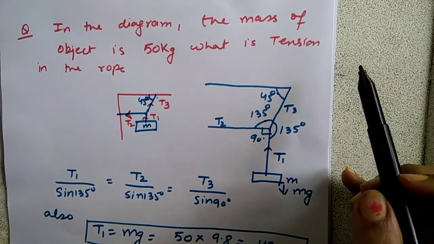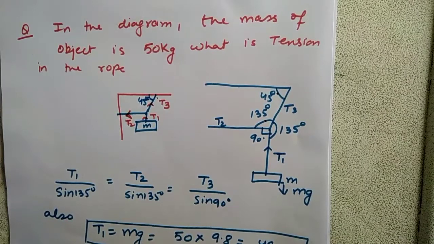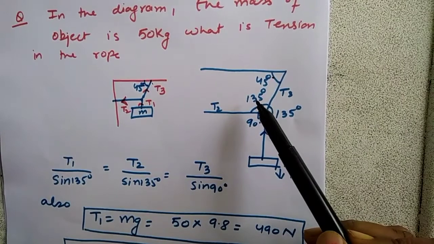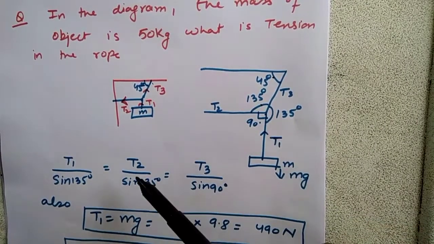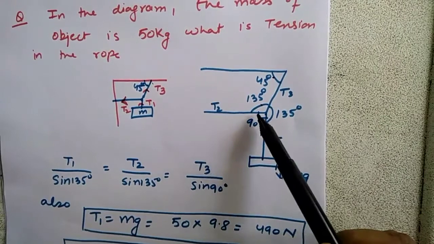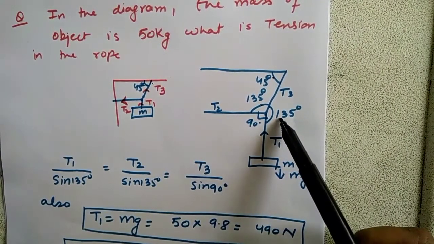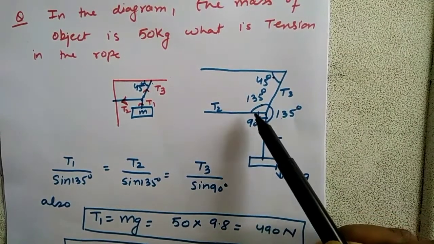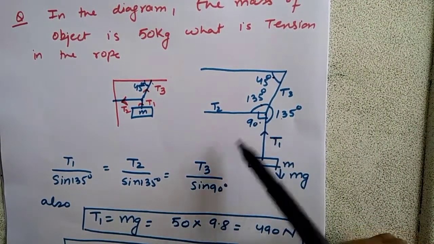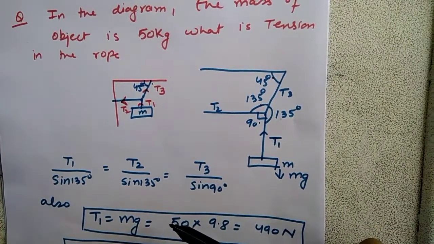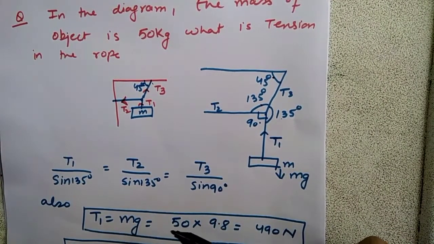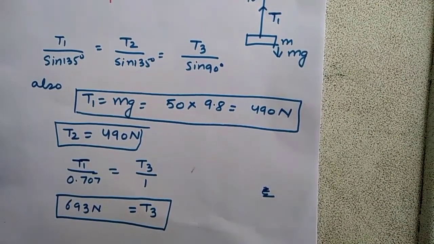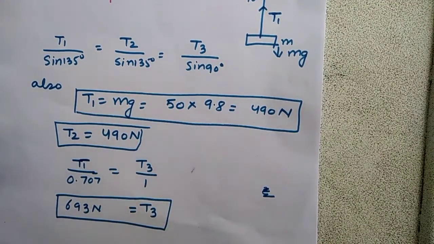After that, it is actually very simple. I can apply law of sines, that is T1 and opposite angle, sine of 135 degree is equal to T2. Just see this force T2 and its opposite angle, again sine of 135 degree. Then T3 and its opposite angle, sine of 90 degree. Now value of M I already know, that is 50, and G I already know, 9.8 meter per second square. So by filling the values, I can calculate the value of T1, T2 and T3.